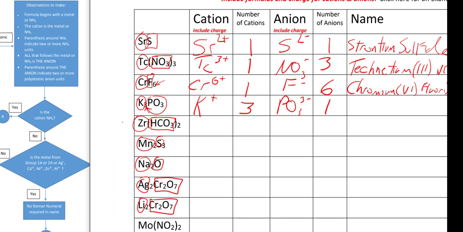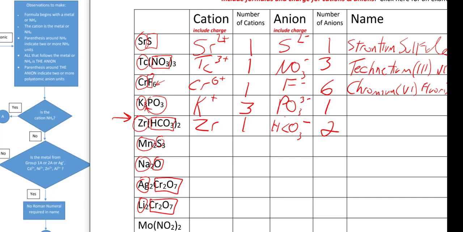Let's see, the next one here is a zirconium compound, and there's 1 zirconium, and there are 2 polyatomic ions here. This is bicarbonate or hydrogen carbonate, and so this guy is written like that. So I want you to figure out what the charge is on the zirconium. Knowing that there's 2 bicarbonates and each one is -1, you could do the math.